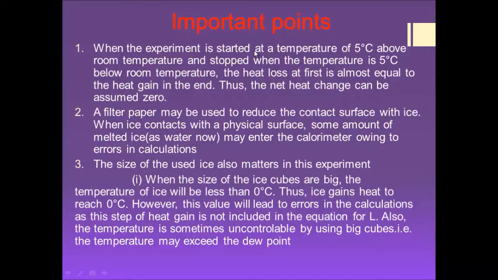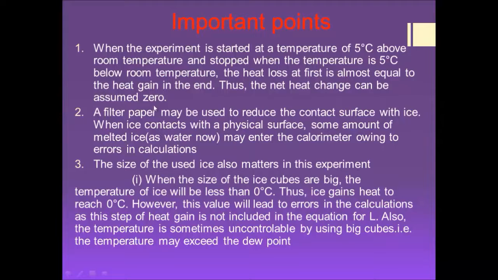Or if you do another experiment. But in the case of a filter paper, the absorption is very low. So what happens is that you tend to reduce the contact surface, so that you tend to reduce the liquid part of ice. So when ice contacts with the physical surface, some amount of melted ice as water may enter the calorimeter or lead to errors in calculations, right? So we reduce that error.